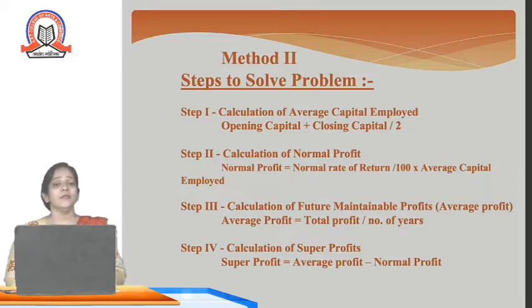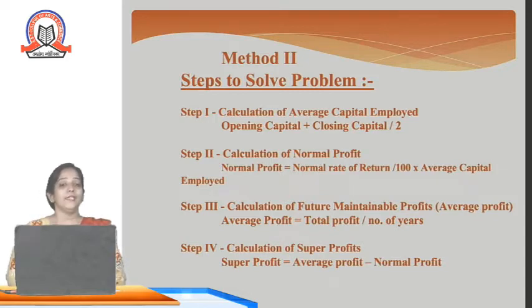Now the third step is the calculation of future maintainable profits, or we can say the average profit. In basic sums we will be given the average profits. First, what is the formula for average profit? That is total profit divided by number of years. Or we can also calculate the future maintainable profits by considering the revised values which are given in the question, with the help of the format.